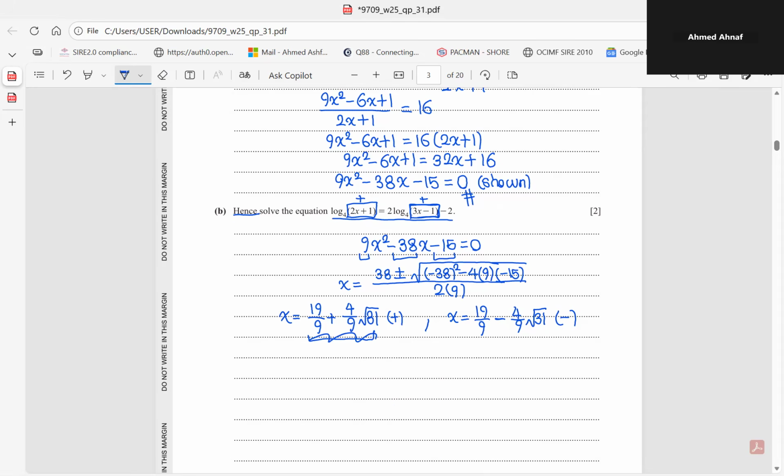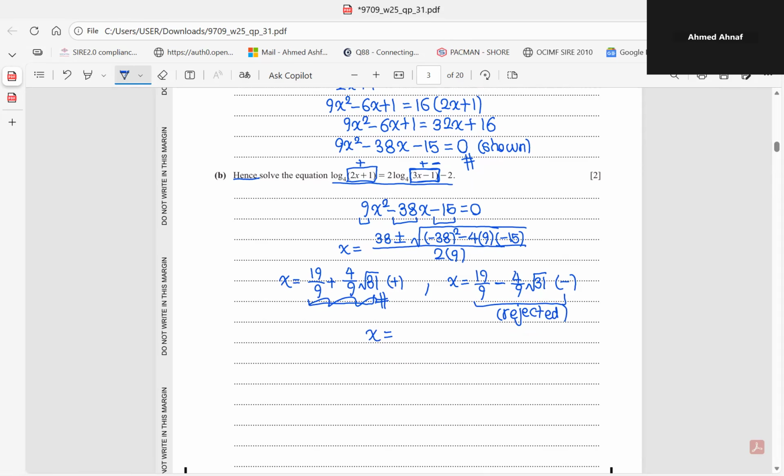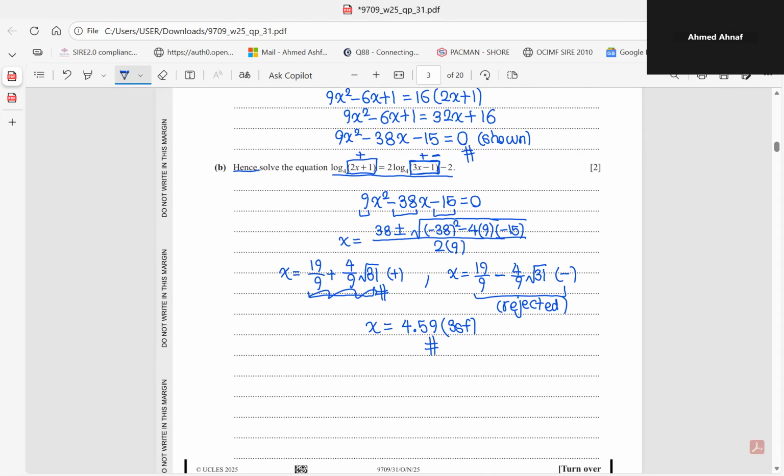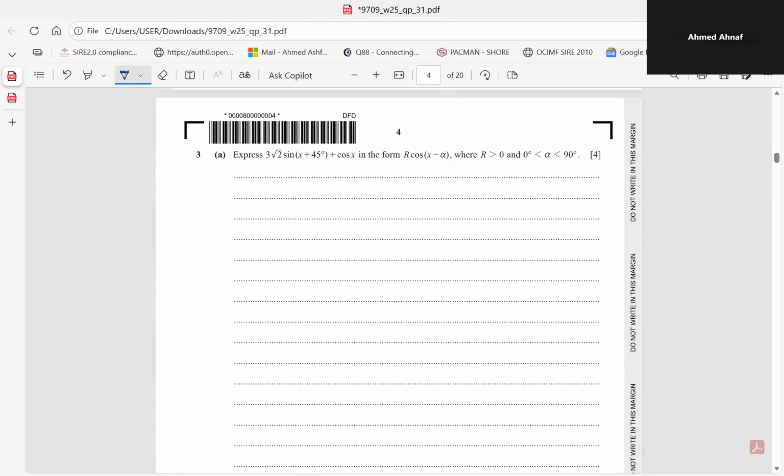So I'm going to do 3x minus 1 first. Okay, unfortunately, for this one, 3x minus 1 becomes negative. So immediately we need to reject this answer, and hence we can say that this would be our final answer. For final answers, you need to give to 3SF if the question did not specify. So the final answer is 4.59 to 3SF. Yeah, so this would be the final answer for this part as well as the entire question. Let's head on to the following question.